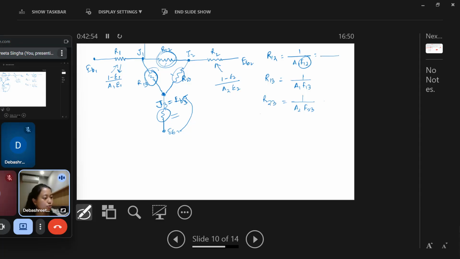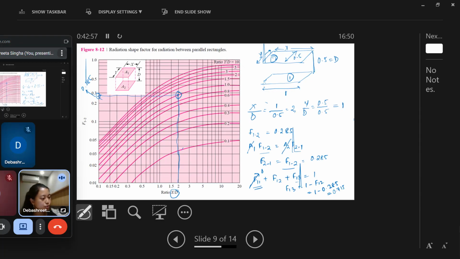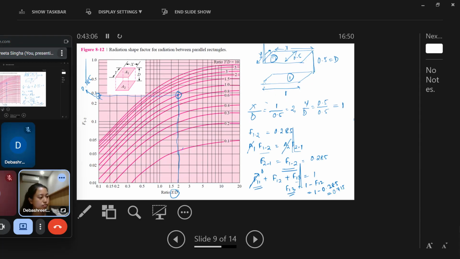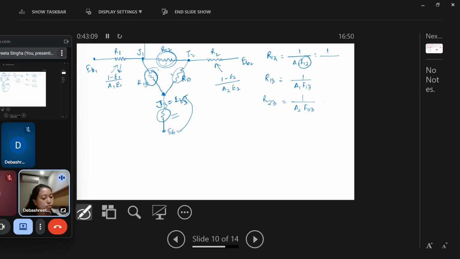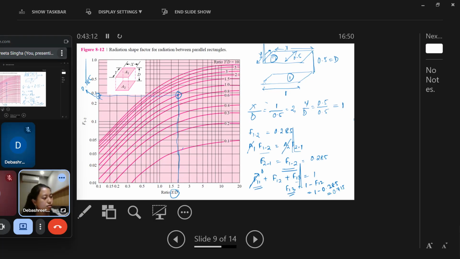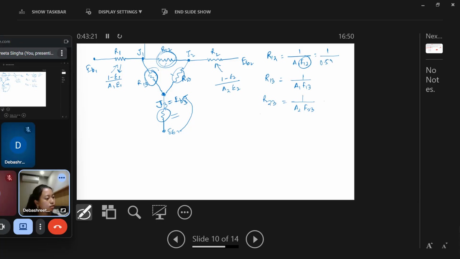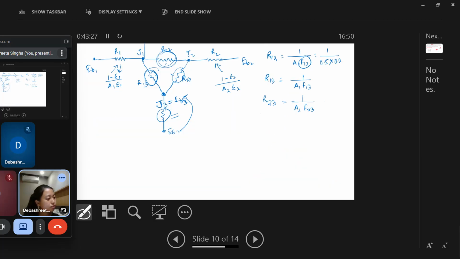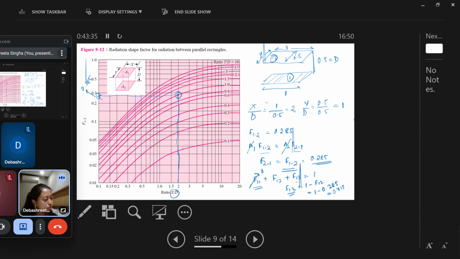Now what are these? Did we find out F12? Yes, we found out F12, we found out F13. And what is F23? 1 by A1 is, this area is 1 into 0.5. That is 0.5 only. And F12 is 0.285. A1 is again 0.5. F13 is just 0.715.